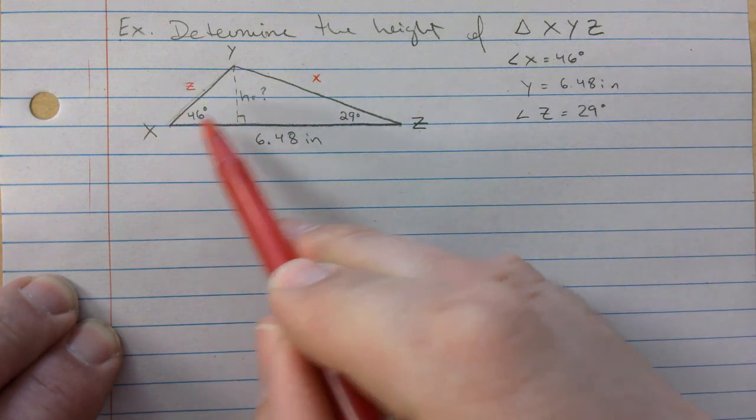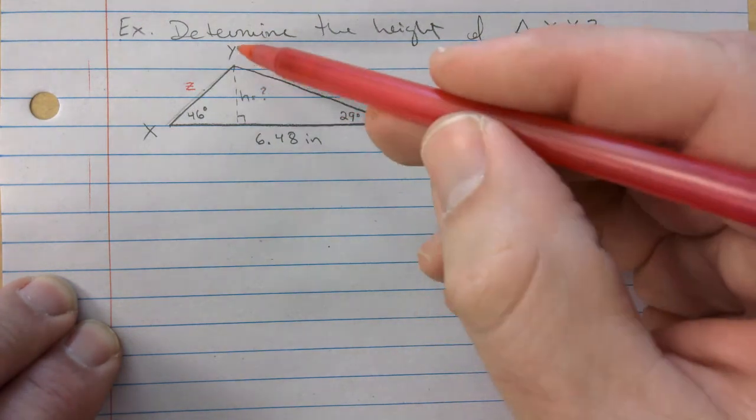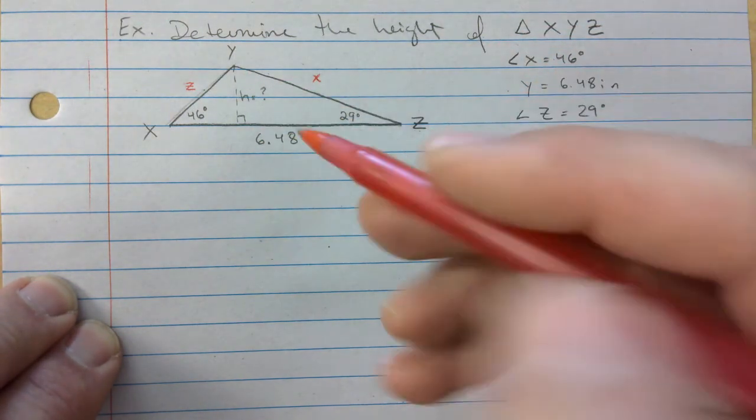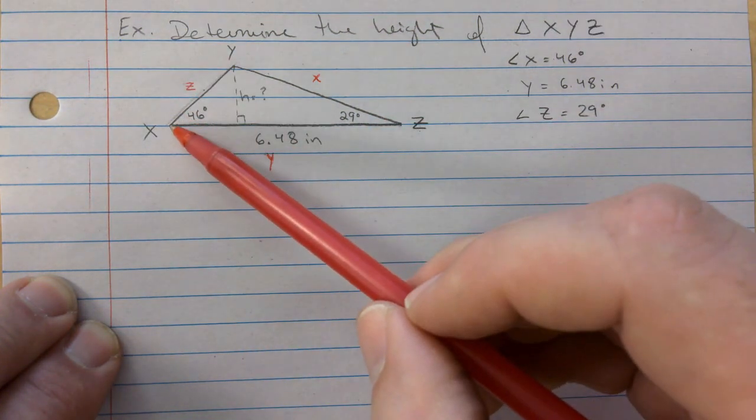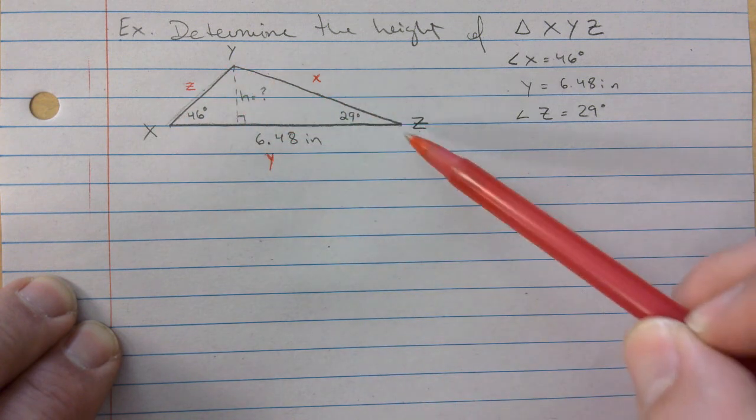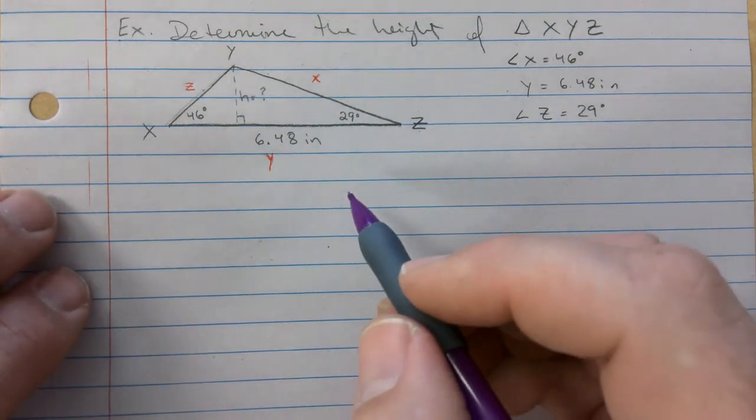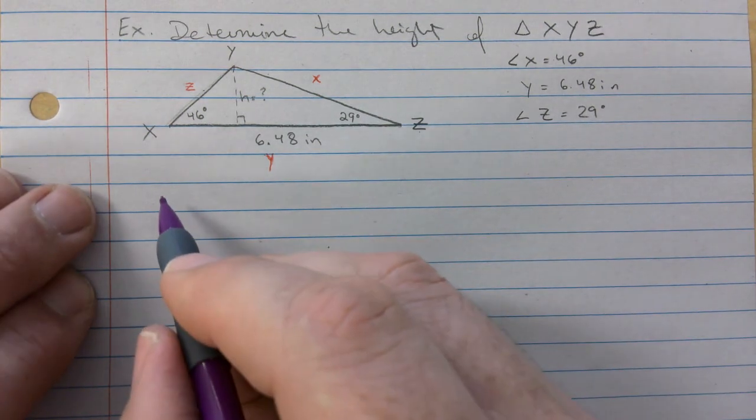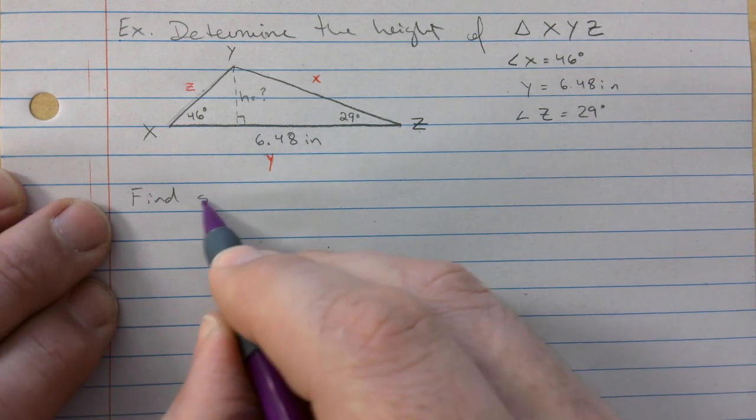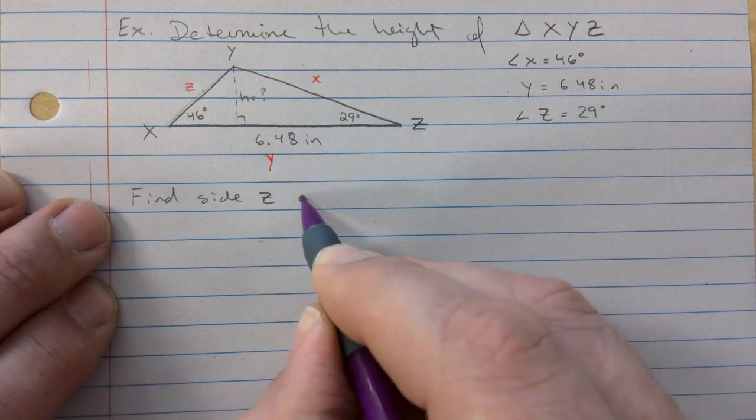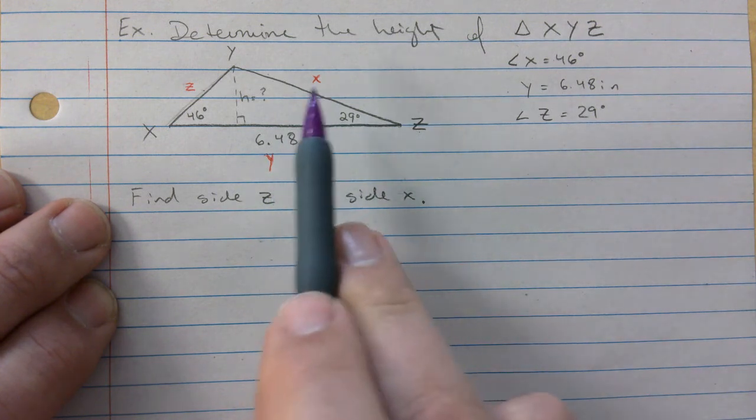Lowercase letters are for sides, capitals are for angles. I'm sure you've learned that. So technically this is side y down here. That's one way of labeling sides. The other one you could refer to is like XY or YZ, if you want to look at a side segment. So this is the step after this: find side Z or side X. You can choose which one you want to go for.